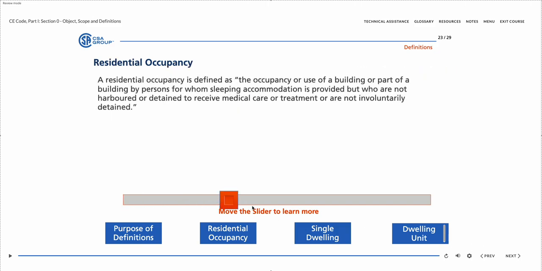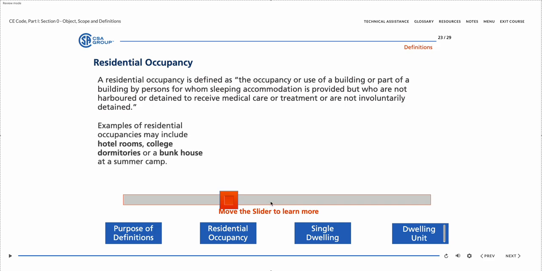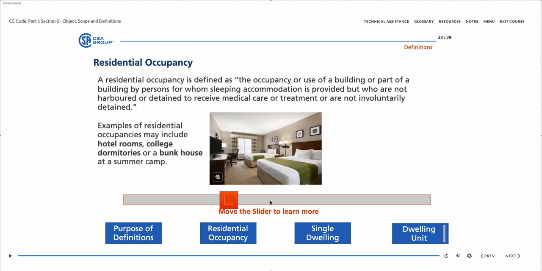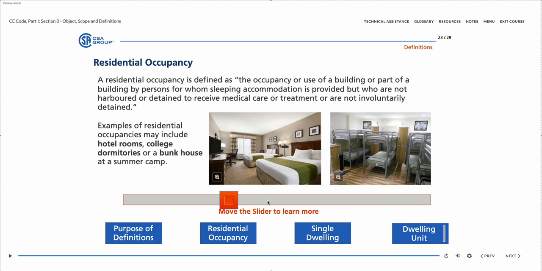A residential occupancy is defined as the occupancy or use of a building or part of a building by persons for whom sleeping accommodation is provided, but who are not harbored or detained to receive medical care or treatment, or are not involuntarily detained. Examples of residential occupancies may include hotel rooms, college dormitories, or a bunkhouse at a summer camp.